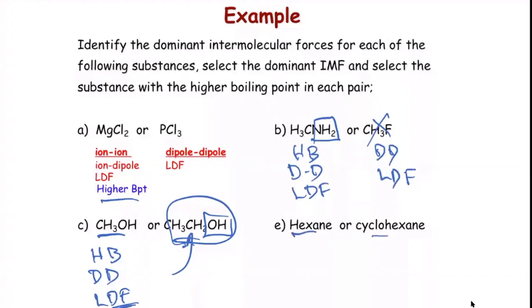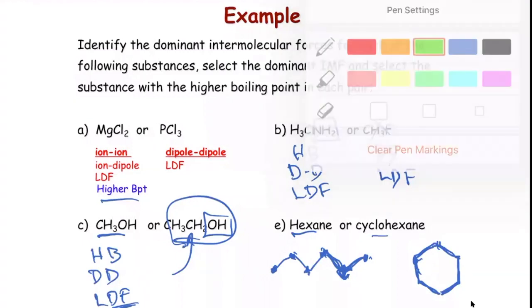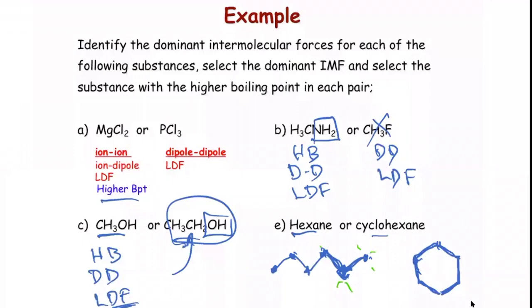Here, hexane and cyclohexane. Hexane has 6 carbons: 1, 2, 3, 4, 5, 6. Cyclohexane has 6 carbons. Remember I showed you that in chemistry, we represent carbons in this notation as the bend in the line or the end in the line. So this has 6 carbons, 1, 2, 3, 4, 5, 6. This has 6 carbons. And because carbon always has 4 bonds, there are implied hydrogens in these things. There's 3 here, 2 here, 2 here, 2 here, 2 here, and 3 here. We just don't write it.